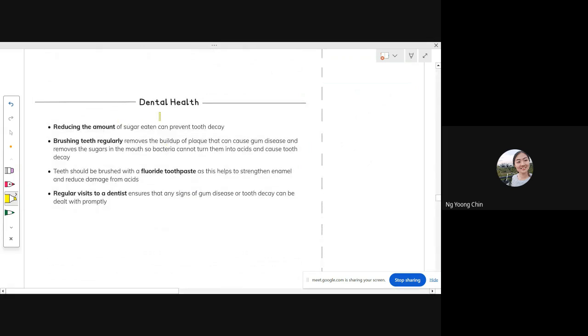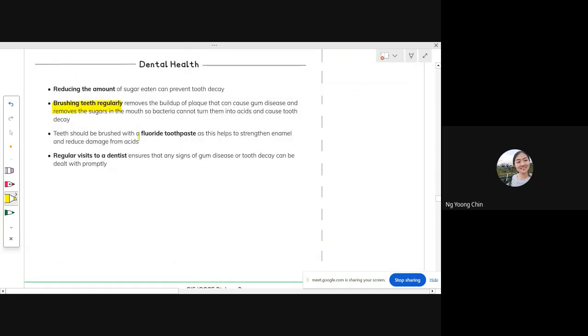And then, so for dental health, you should brush your teeth every day, and you should use fluoride toothpaste. This fluoride toothpaste helps to strengthen the enamel to reduce damage from acid. Actually, the toothpaste has some alkaline property, which helps neutralize the acidic contents inside the mouth.